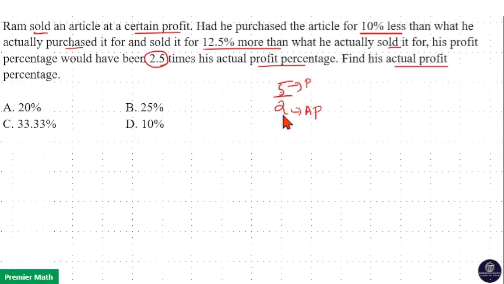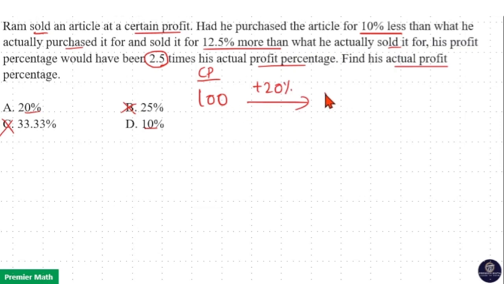Then, actual profit percentage must be a multiple of 2. Here, 20 is a multiple of 2 and 10 is a multiple of 2. Option C and option B are eliminated. Now, if you directly go for option verification, if I consider cost price as 100 rupees, then profit is 20%, means 100 plus 20 is 120. That means sell price is equal to 120.